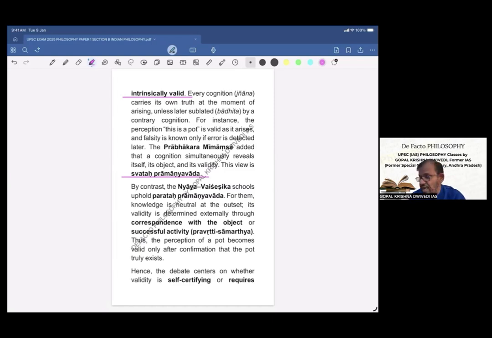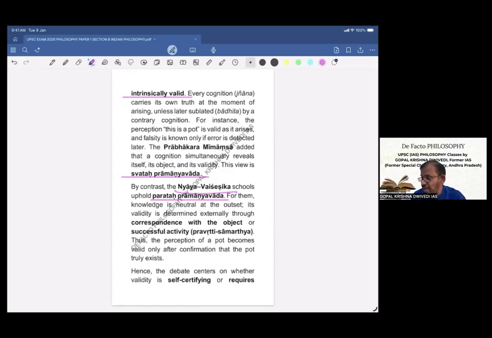By contrast, the Nyaya Vaisheshika school upholds Paratah Pramanyavad. For them, knowledge is neutral at the outset. Its validity is determined externally through correspondence with the object or successful activity, pravritti samarthya. Thus, perception of a pot becomes valid only after confirmation that the pot truly exists.